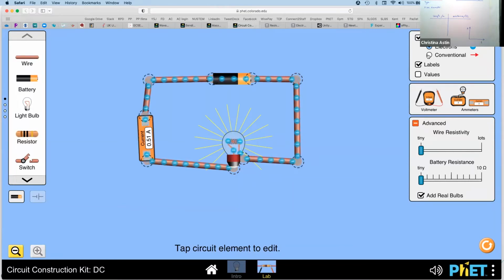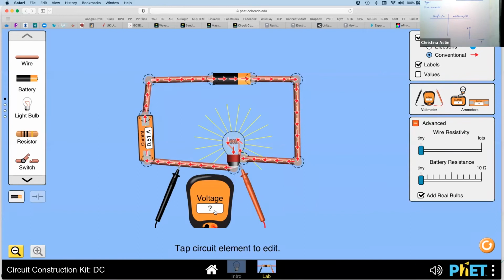I always make my students change to conventional current because I just think it's a bit confusing, isn't it, if they're always asked about conventional current direction, positive to negative, and then they see this simulation which shows electrons. I always think that's one of the most difficult things to explain and get the kids to understand.